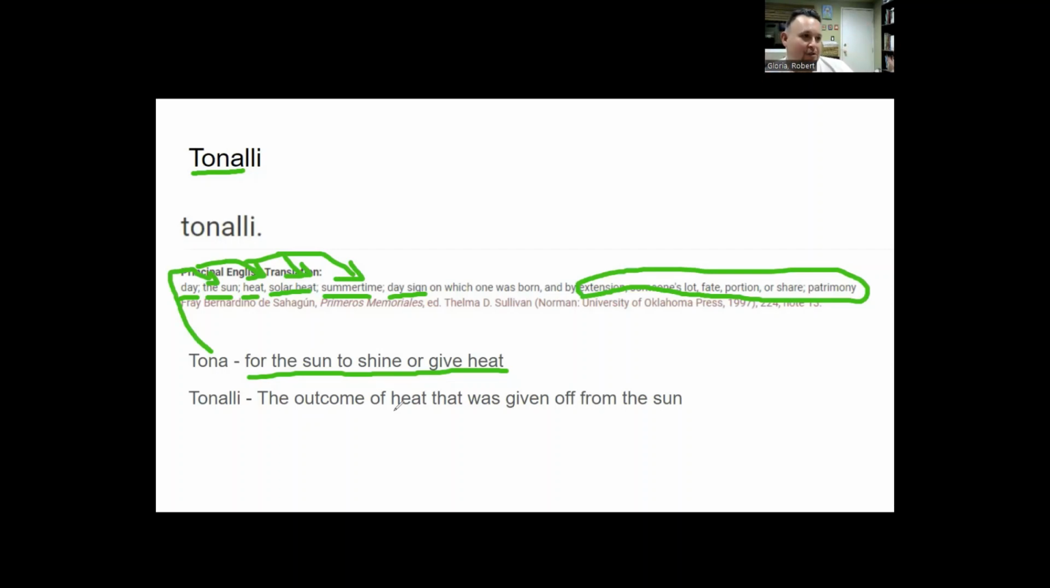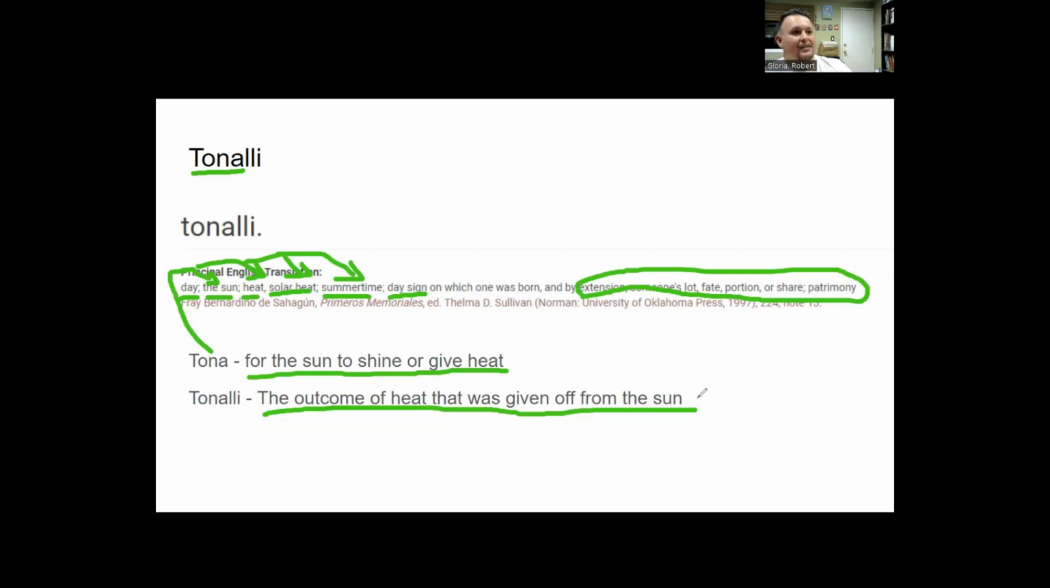So as you can see, this is why there's so many meanings, right? Because all of these could be possible outcomes of this particular verb. And so we can say that the tonalli is the outcome of heat that was given off from the sun. And so, yes, tonalli means day, and in the context of it, we can all understand, and now what speakers will understand. However, this is a more profound understanding. It's a multi-layered understanding. Now, if you understand tonalli as the outcome of heat that was given off from the sun, well, a day takes on a new meaning, doesn't it?